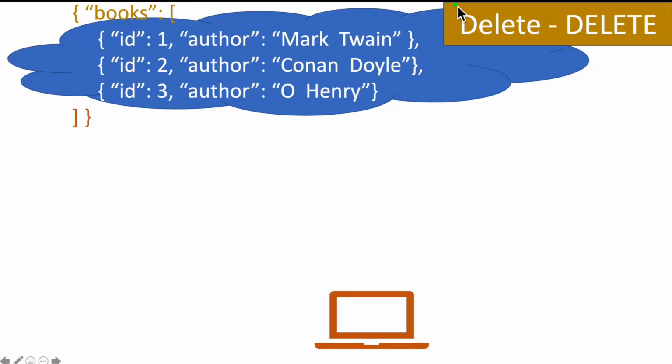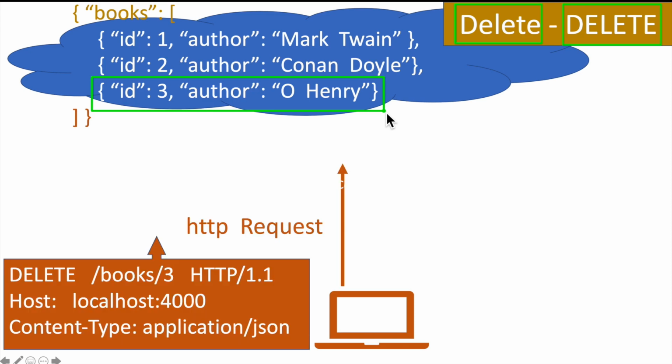And the final example we'll look into is a delete operation. To delete a record, we need to use the delete HTTP method. Let's say we want to delete this record with ID 3. Then our HTTP request will look like this. The request line will start with delete, and then the path will be /books/3, where 3 is the ID of the book record that we want to delete.